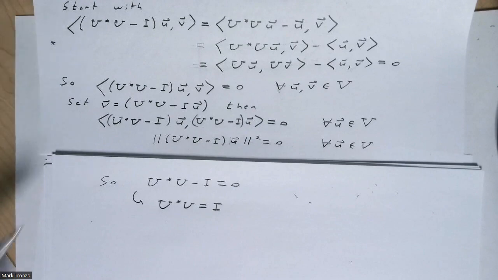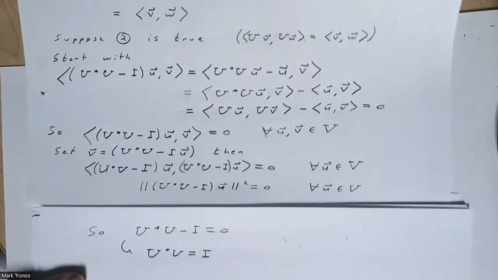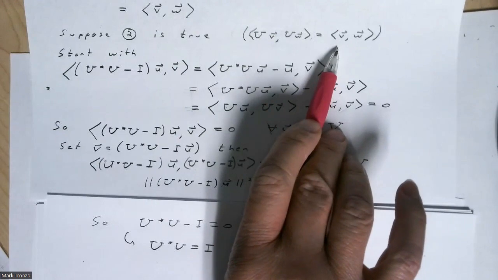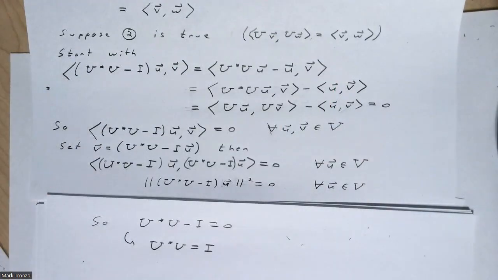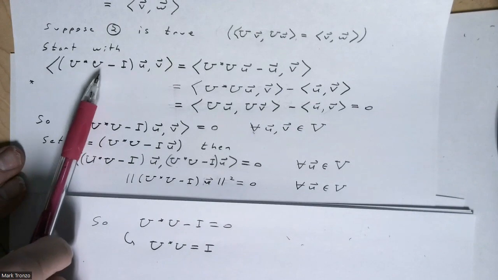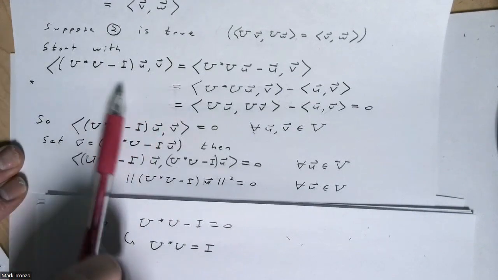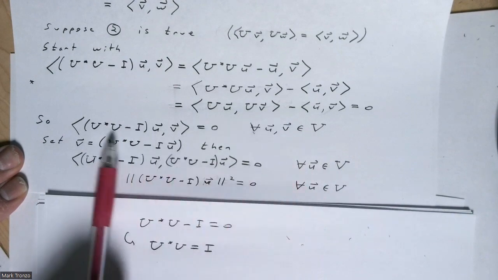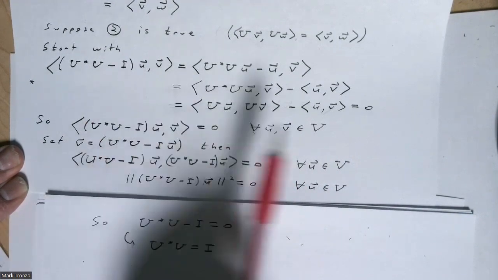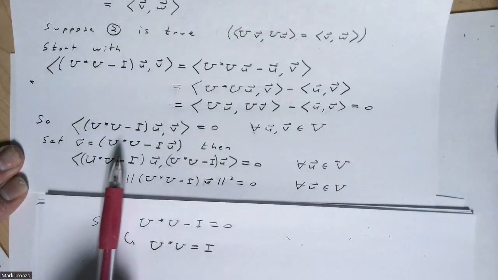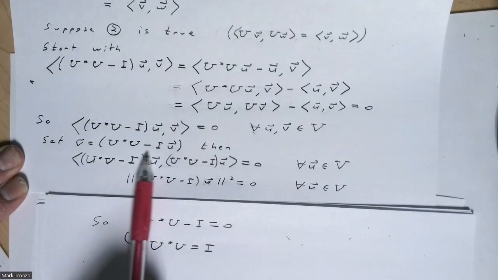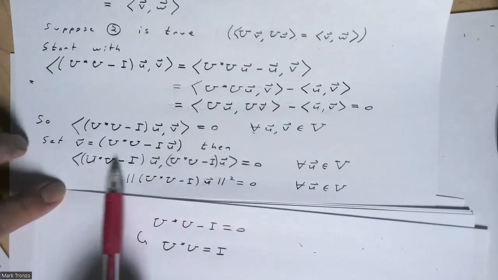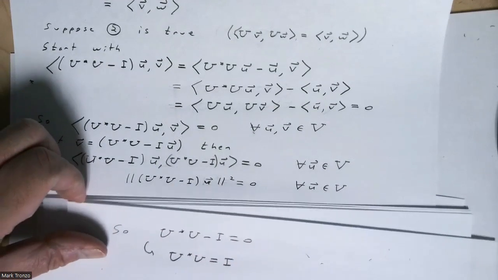So in this last part here, we assumed 2 was true, that we preserved inner products, and then we went through and started with this relationship and proved that that had to be 0 for all u and v. Then we just set v equal to this and plugged it in. So these are identical now, and that was 0.